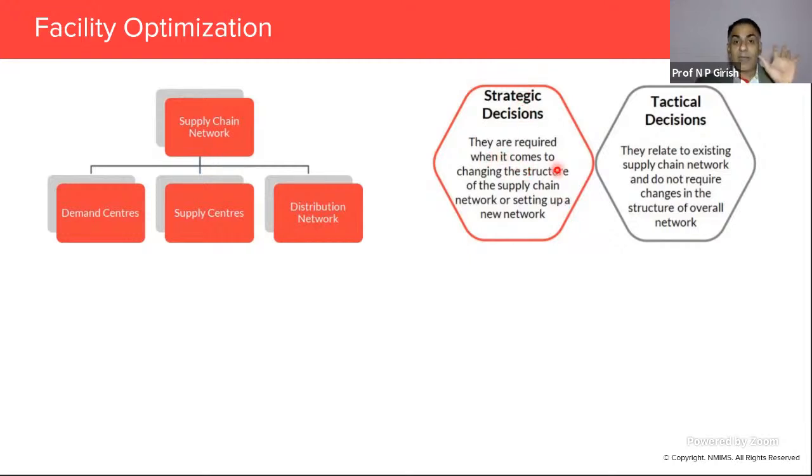This is from your async module. So the same thing visually. They are required when it comes to changing the structure of the supply chain network or setting up a new network. Here you're talking about changing the network or setting up a new network. Strategy. What is tactical? Related to the existing supply chain network, right?